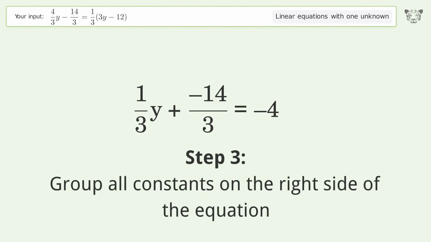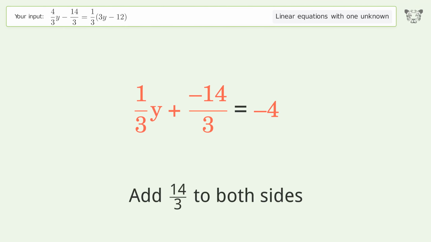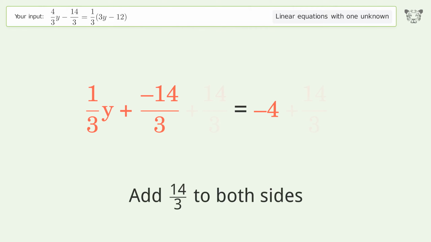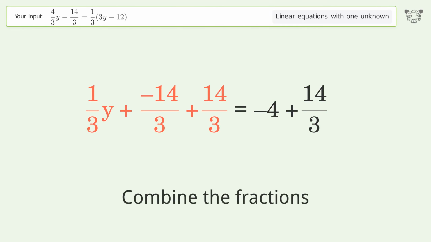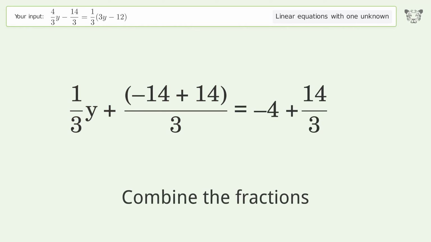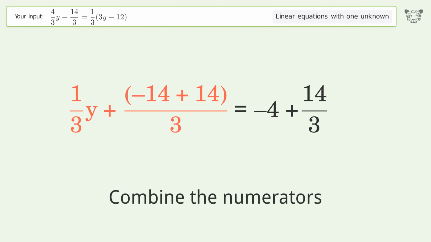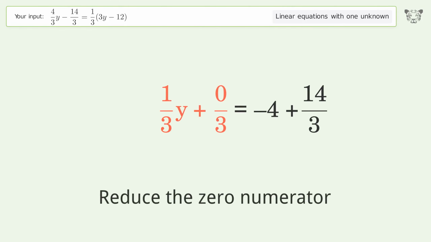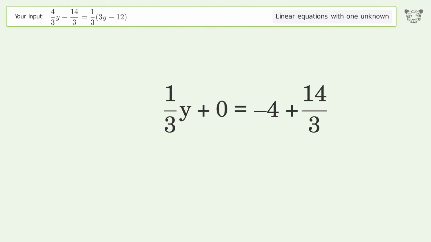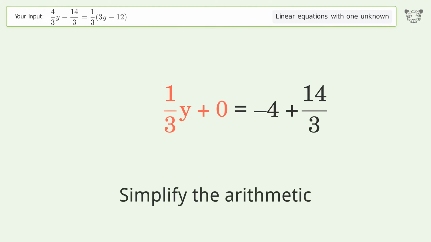Group all constants on the right side of the equation. Add 14/3 to both sides. Combine the fractions. Combine the numerators. Reduce the zero numerator. Simplify the arithmetic.